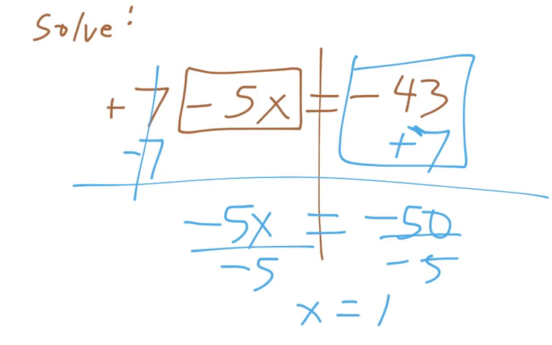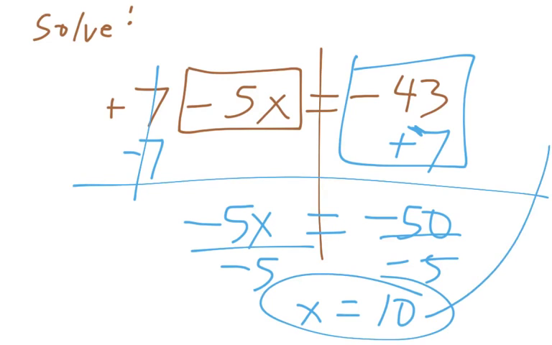x equals positive 10. Let's check it. 10 times negative 5 is negative 50. 7 minus 50 is negative 43, so it does check out. Awesome.